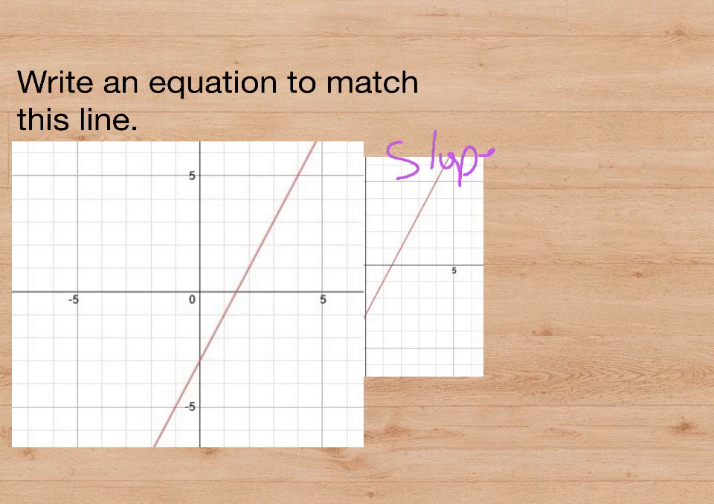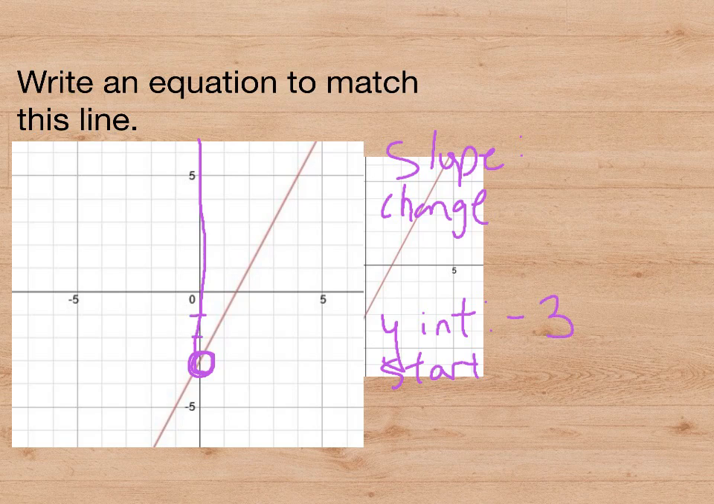I need to know my slope, in other words, my change, and I need to know my y-intercept, in other words, my starting value. And if I can find those two things, I can make my equation. So the easier thing to find, I think, is the y-intercept. So look on your y-axis and look at where you cross your line. And so it looks like we went down 1, 2, 3. So that means our y-intercept was at -3 on the y-axis.